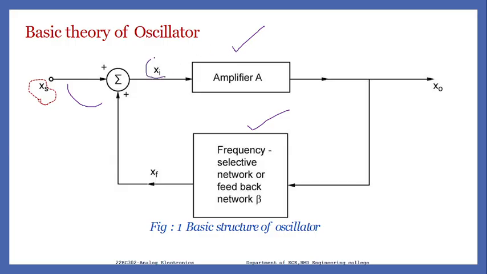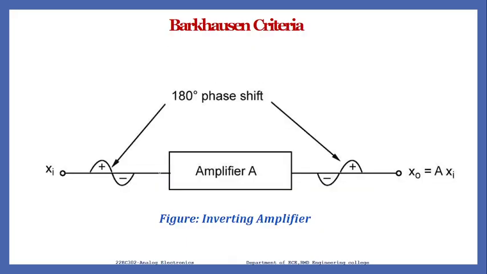Xi is going to be the mixer output, right? And X naught is the output. Here we will have a sampler which samples the output and gives it back as the feedback signal in the form of Xf. Coming to the Barkhausen criteria: if an amplifier is to work as an oscillator, it should satisfy the Barkhausen criteria.